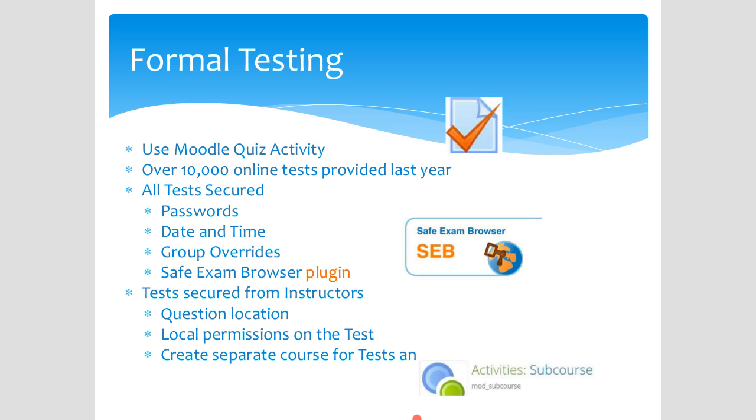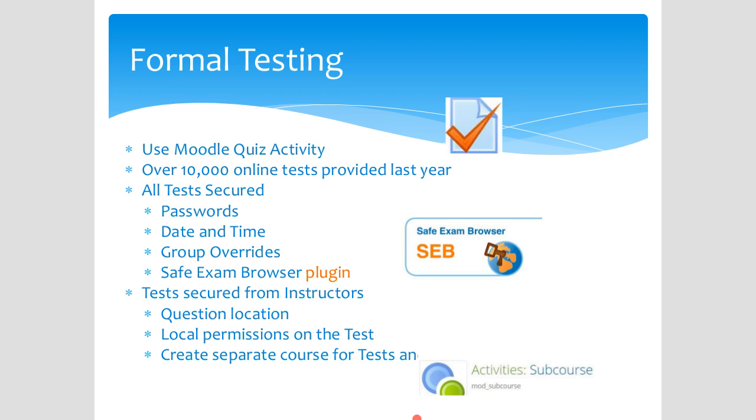The second part, of course, was making sure the tests were secure from instructors, especially those that had editing permissions on courses. So part of that had to be educating our testing coordinators on where to locate questions within a course, also how they can set local permissions directly on the test. And then those that were very wary of secure tests, we would create another course in itself, which would contain that final test or unit test.